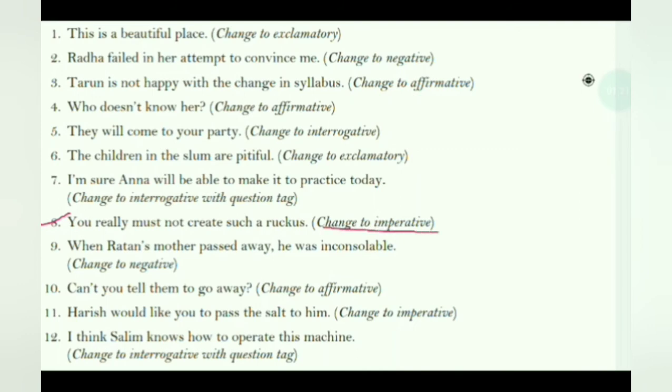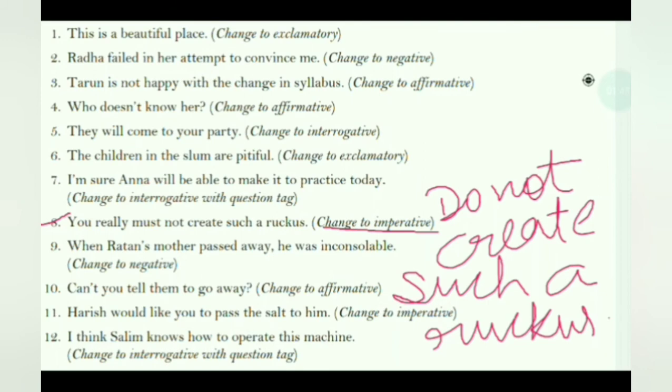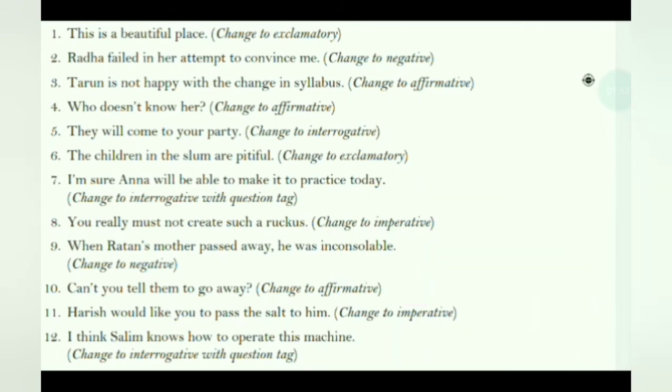The next sentence is, "You really must not create such ruckus." Change to imperative. Under imperative sentences there come request, advice and commands. So it would become, "Do not create such a ruckus." Alright, it's a command.